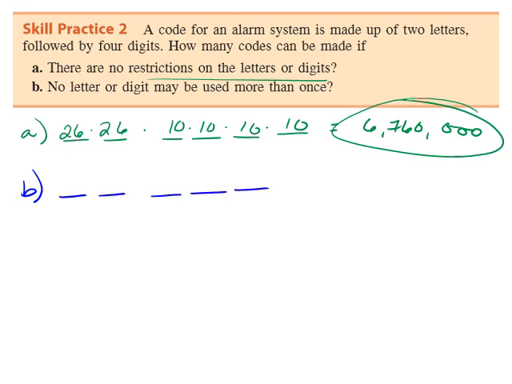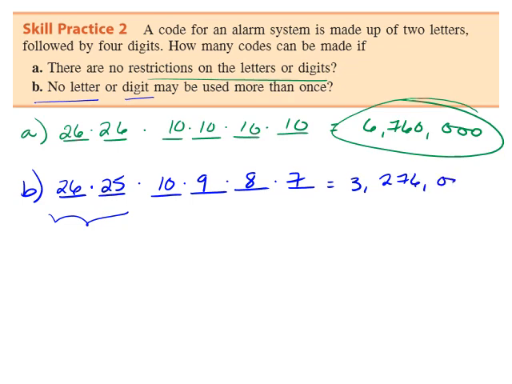All right, now in part B, this is where it gets a little more interesting. I think it's helpful to draw these blanks. Now it says no letter or digit may be used more than once. Okay, so when I'm looking at the letters, I have 26 choices for this one, but I'm going to use one of those, so I then have 25 choices here because we cannot repeat. Similarly, I have 10 choices for my first digit, 9 for the second, 8, and 7. Multiplying this out, I get 3,276,000.